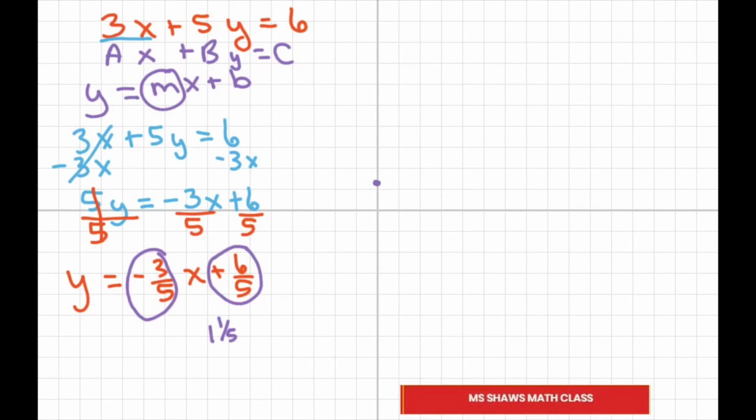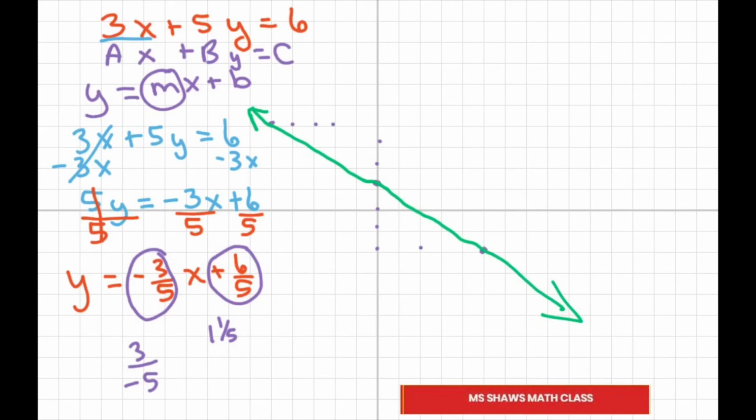So we're going to go down 3 to the right 5. Or we could say this is 3 over negative 5. Go up 3 to the left 5. I got all this writing. And then you connect the dots here, the points. It's supposed to be straight.